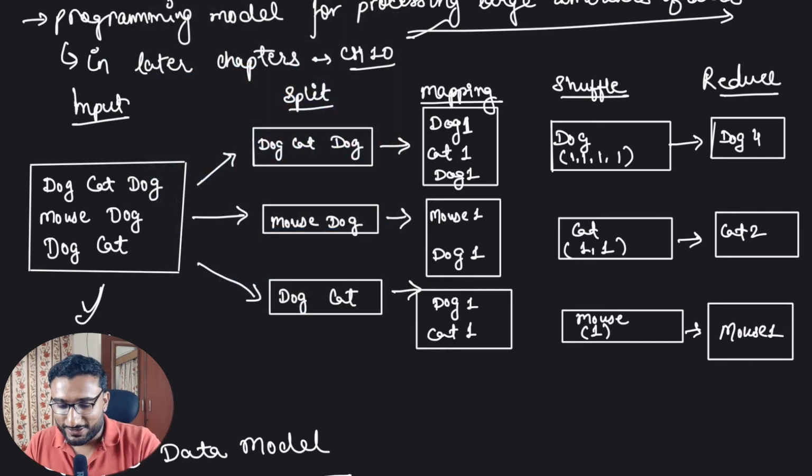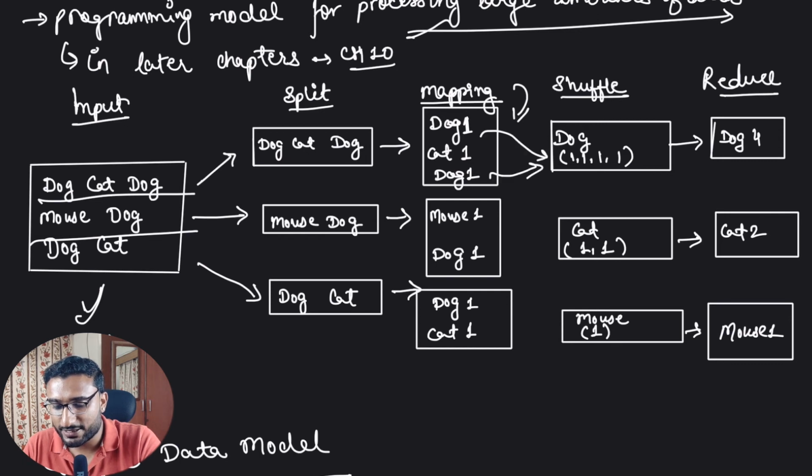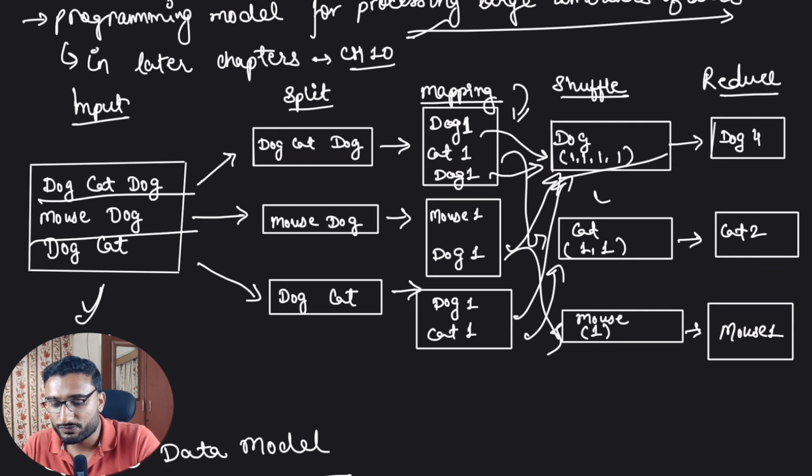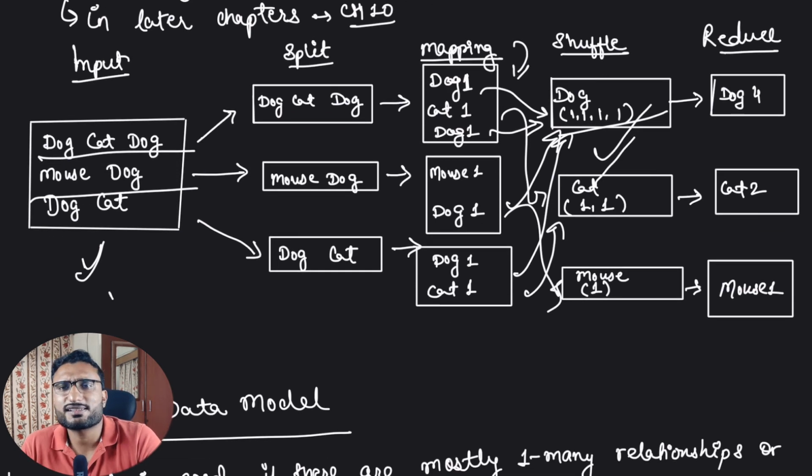So you split them. Let's say these are the 3 rows you have. You split them, then you mapped them to get the count, then you shuffled. For example, for dog, you got one from here, one from here, one from here, one from here. For cat you got one from here, one from here, then for mouse you got one from here. This is called shuffling, and then you actually reduce to get the count. So this is how it works. This is a simple example, and we will be discussing it in more detail in chapter 10.